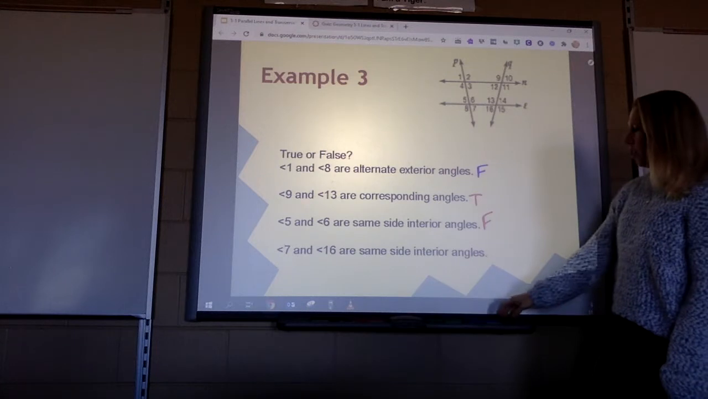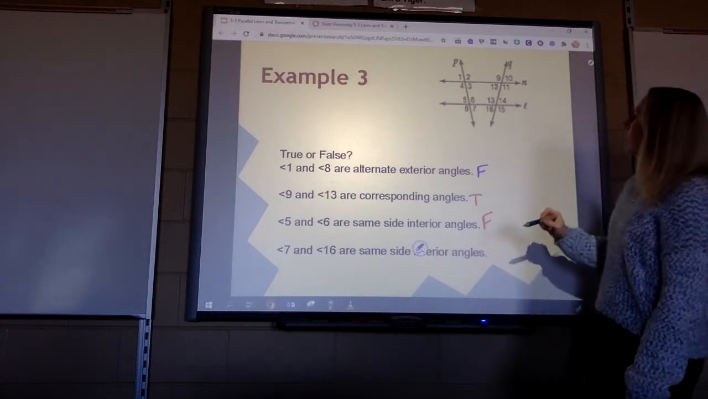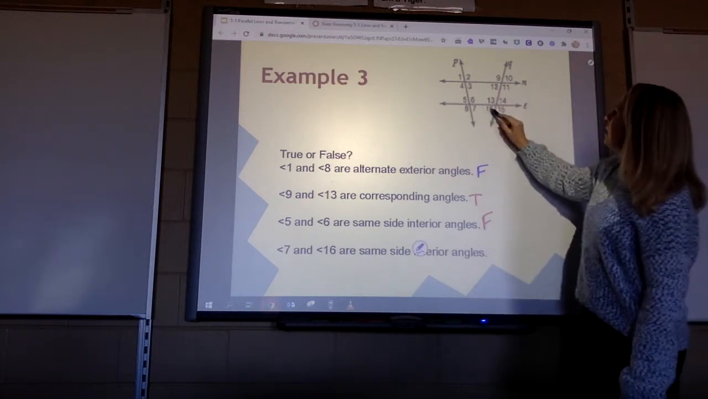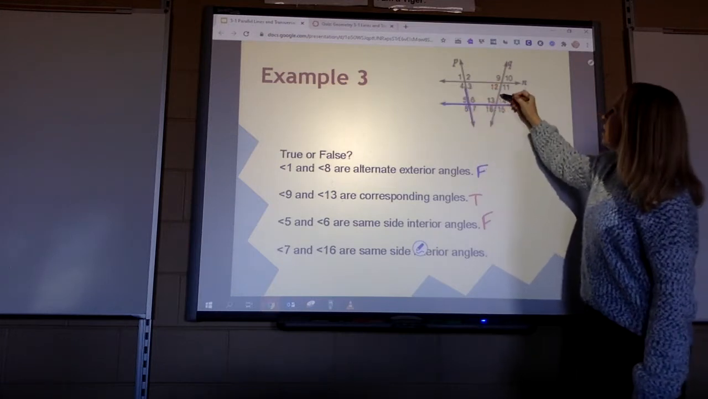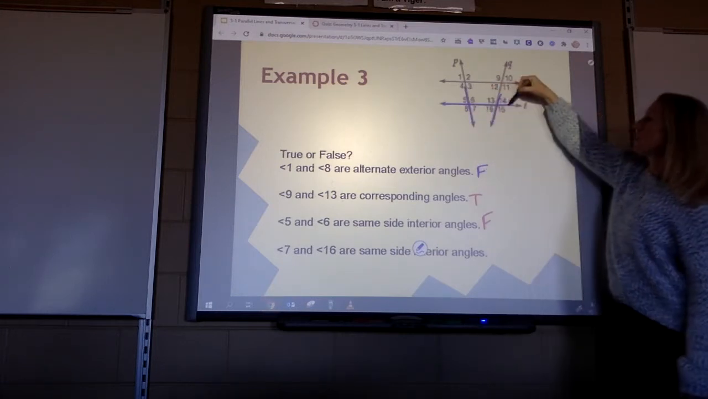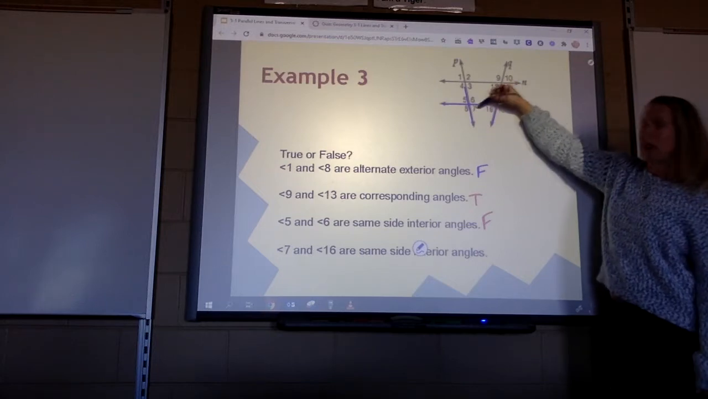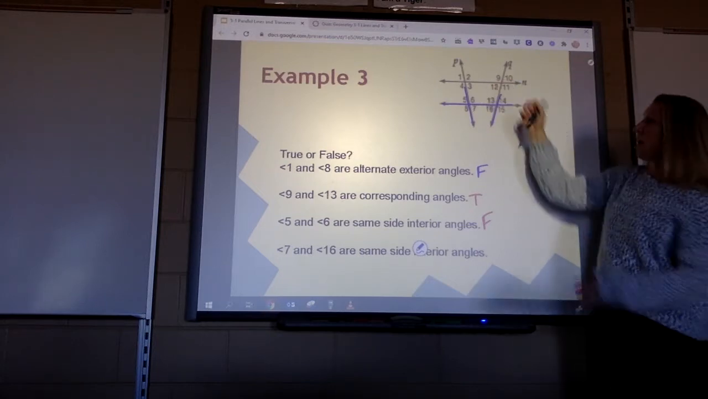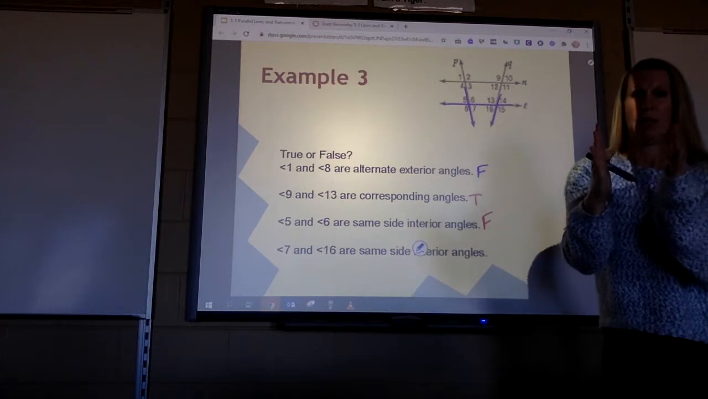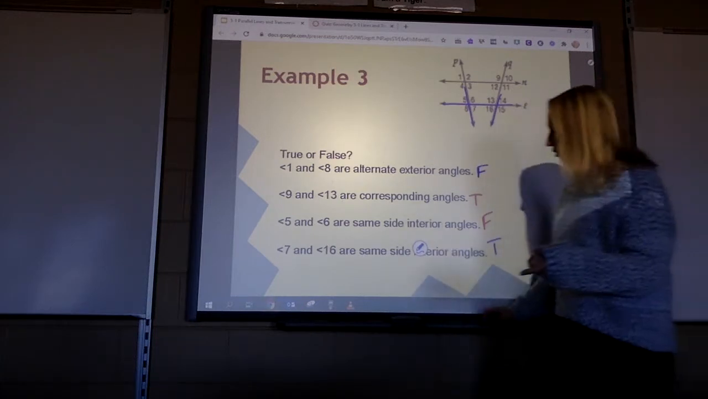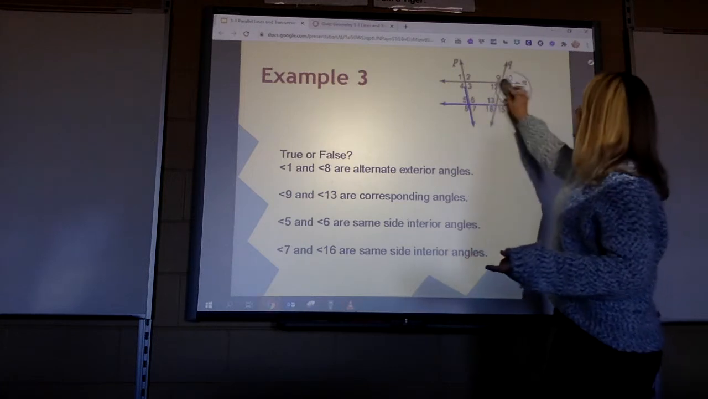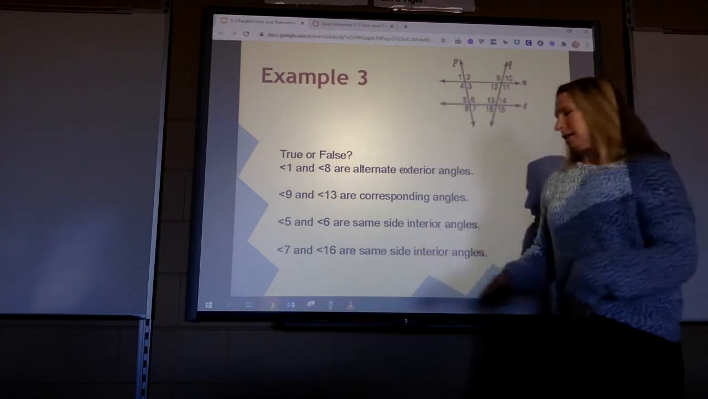7 and 16 are same side interior angles. So 7 and 16, let's look at that. So here's my two lines. That would be my transversal, 7 and 16. They are on the same side and they are interior. They're in between the two lines. So that would be true. It's kind of harder with more lines.